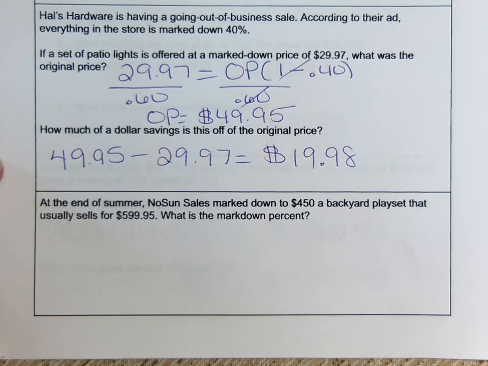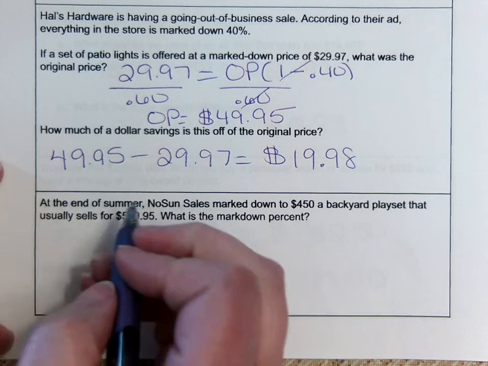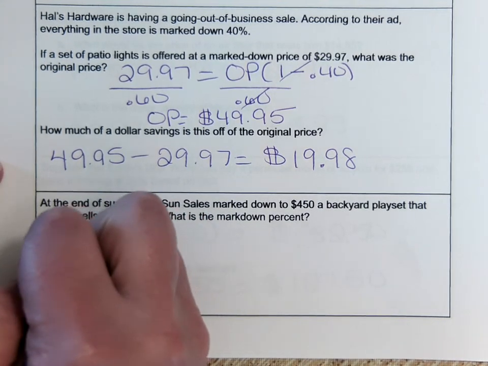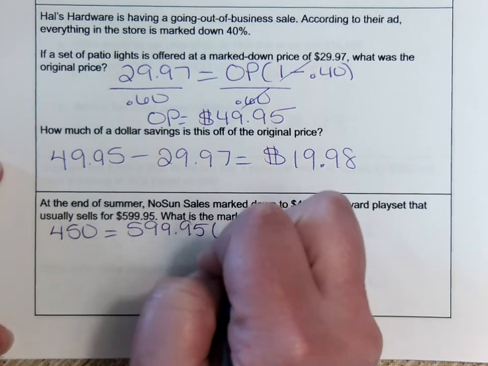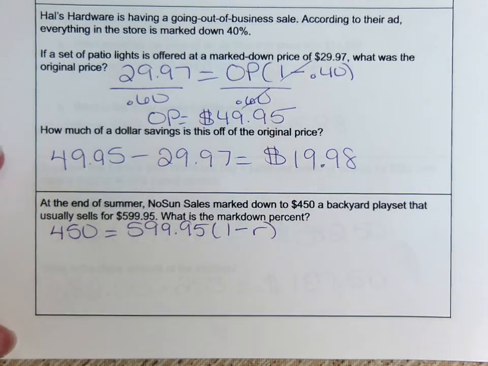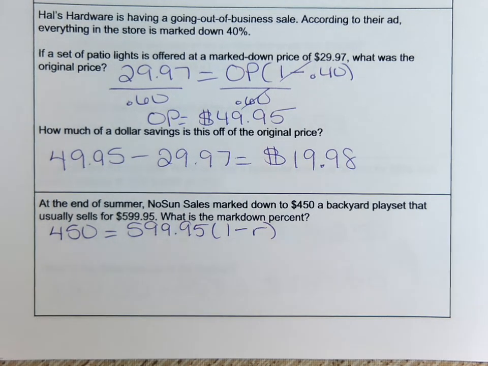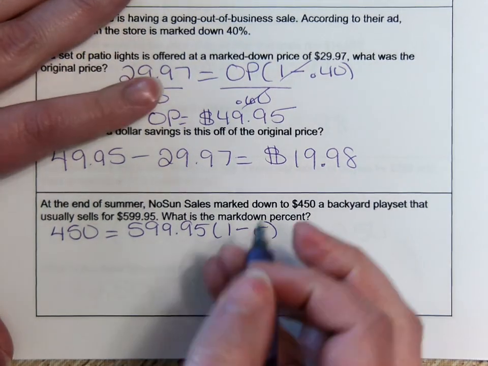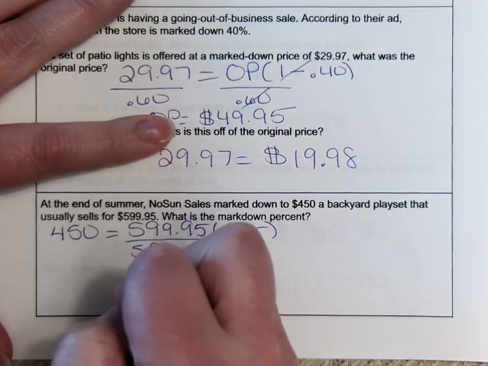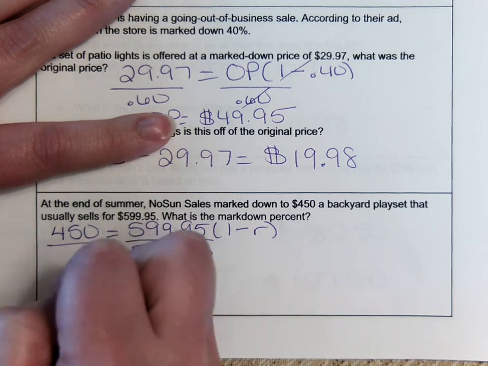At the end of the summer, Nelson sales marked down to $450 a backyard play set that usually sells for $599.95. What is the markdown percent? Okay, so we're going to fill that in. So $450 equals $599.95, 1 minus our rate. All right, so we're going to do it just like we did our last example with the markup. We're going to divide both sides by the $599.95.